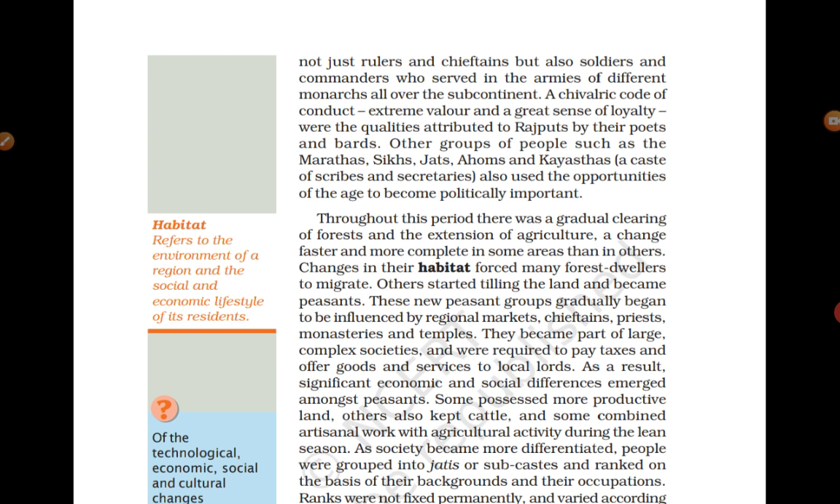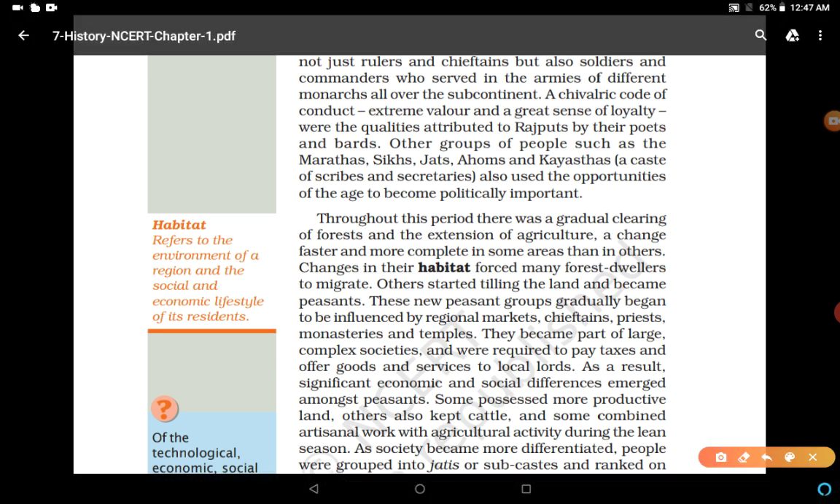A chivalric code of conduct. What is the meaning of a chivalric code of conduct? It means it was associated with the medieval Christian institution of knighthood. Extreme valor, meaning courage, and a great sense of loyalty were the qualities attributed to Rajputs by their poets and bards. Bards are like authors who used to write something and recite it, like poets.